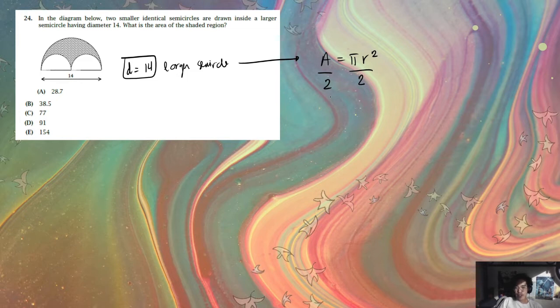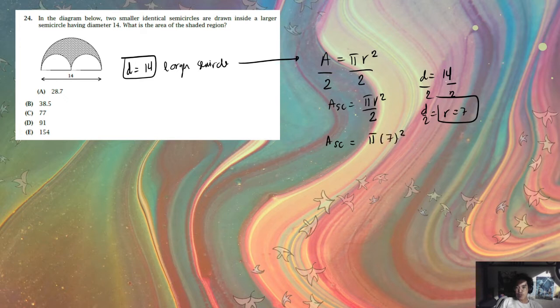So the area of the semicircle is equal to pi r squared all over 2, or 1/2 times pi r squared. Our given here is the diameter, which is equal to 14. To solve for the radius, we just divide by 2, since d over 2 is the radius, and therefore the radius is 7. Now we can solve for the area of the semicircle. It is pi times 7 squared all over 2. So that's pi times 49 divided by 2.